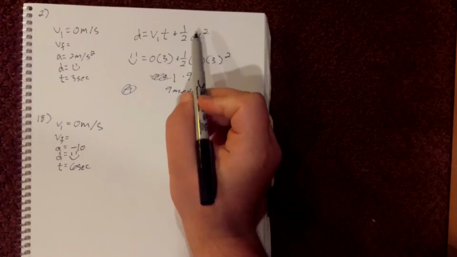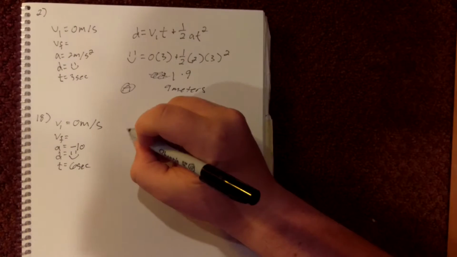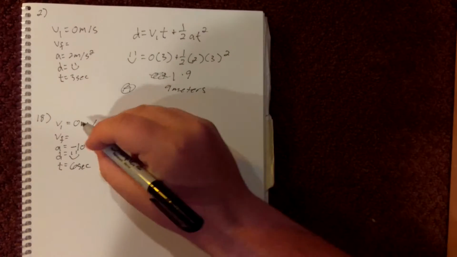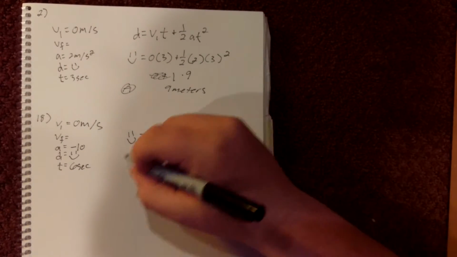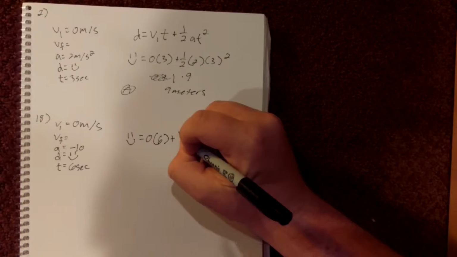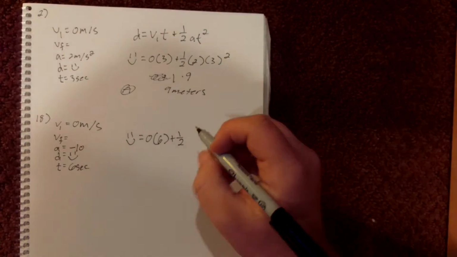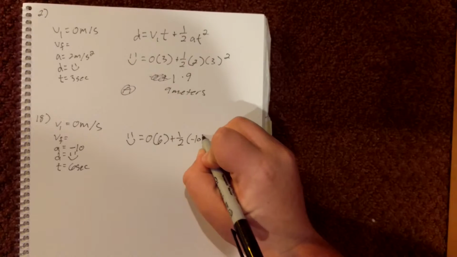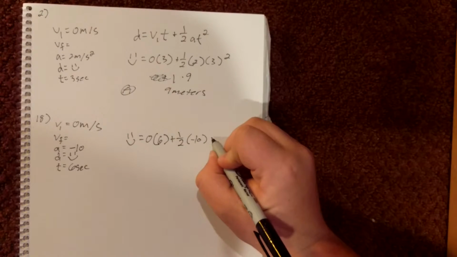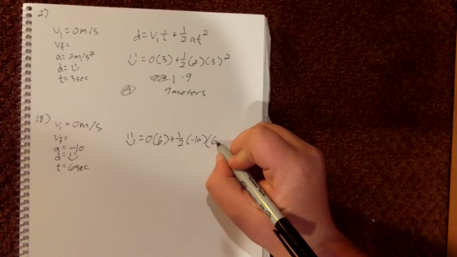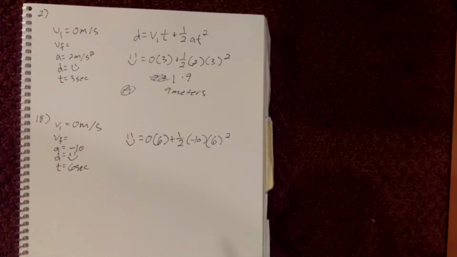So again, we're going to use the same equation for this. Smiley face equals your initial velocity, which is 0, times your time, which is 6, plus 1/2 of your acceleration, -10, times your time, again, 6 seconds squared. And you just solve it again.